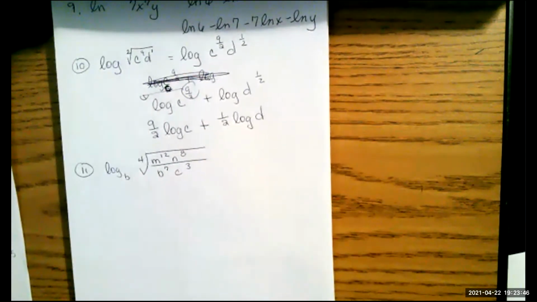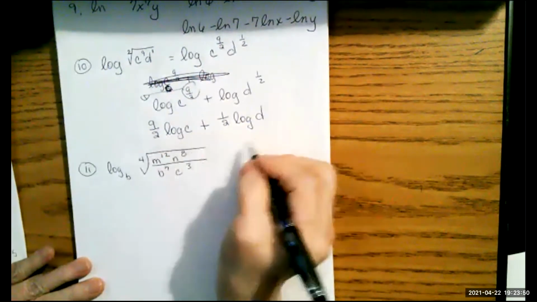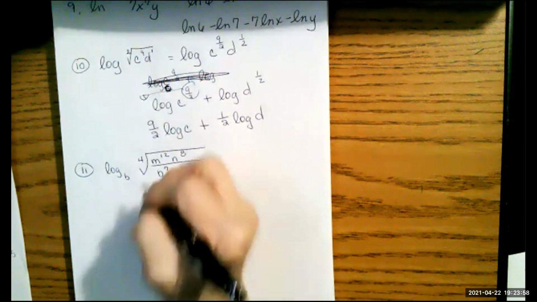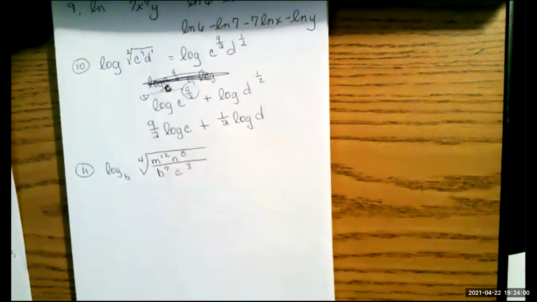We have log base b of the 4th root, and the root goes over this whole thing, the top and the bottom, of m to the 12th, n to the 8th, b to the 7th, c to the 3rd. Let's see if you get it.